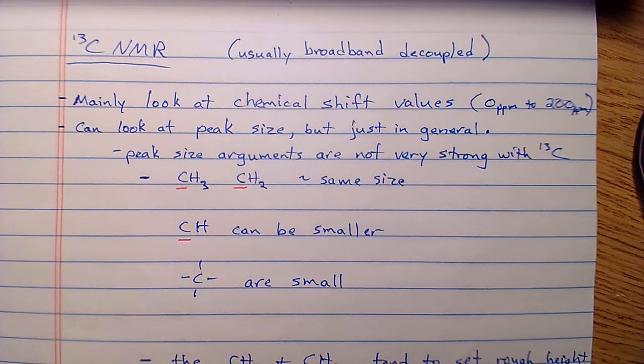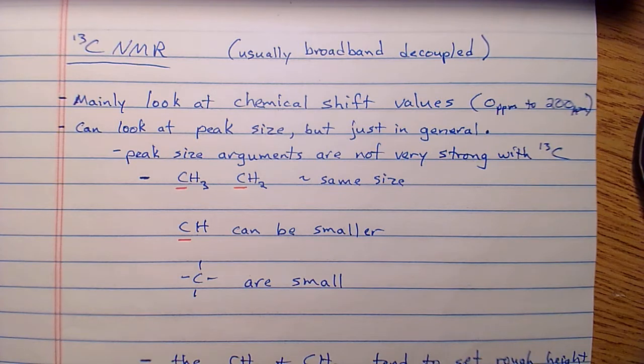Okay, assuming you've already studied some proton NMR, let's turn our attention now to carbon-13 NMR. Carbon-13 NMR is a little bit easier to look at, but at the same time gives you less information. So, with carbon-13 NMR, normally we're going to be looking at the broadband decoupled spectrum.